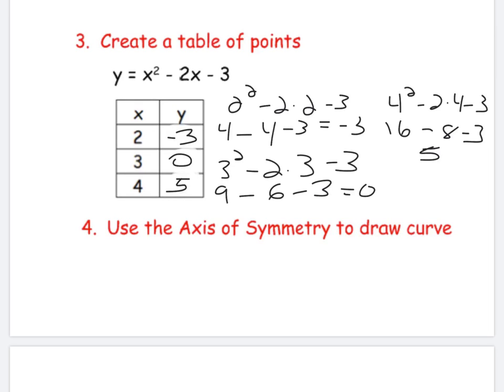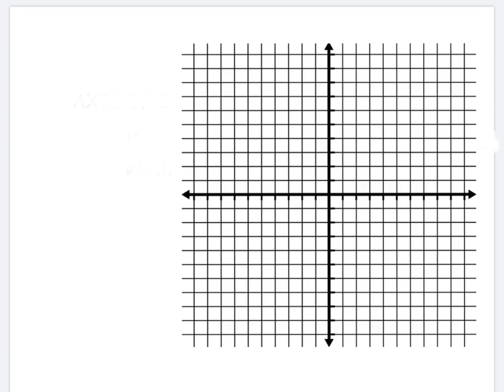Then I need to use my axis of symmetry to draw the curve. So let's take a look at putting the values onto the graph and what that would actually look like. My axis of symmetry, the equation of it, remember, was x equals 1. So at the line x equals 1, I'm going to draw a dashed line. My vertex was the point 1, negative 4. So I'm going to put a point at 1, negative 4.